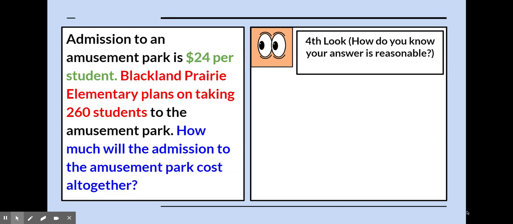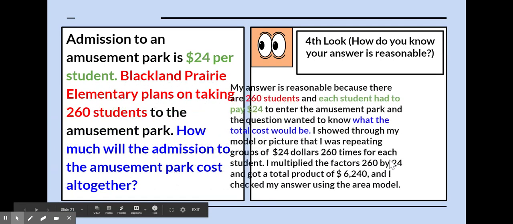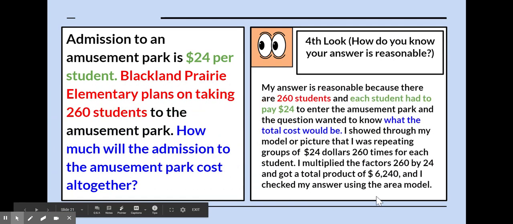Admission to an amusement park is $24 per student. Blackland Prairie Elementary plans on taking 260 students to the amusement park. How much will the admission to the amusement park cost altogether? So our fourth look, you need to write in complete sentences how you know your answer is reasonable. So you're going to use your other three looks to write this reasonable answer. So you could write it like this.